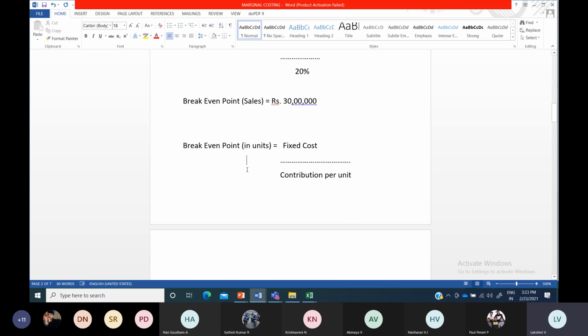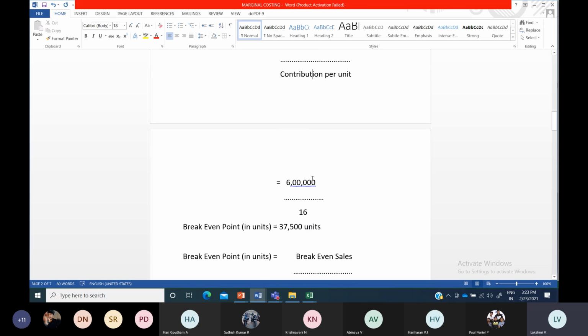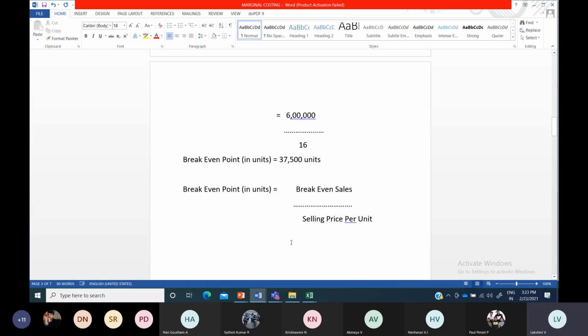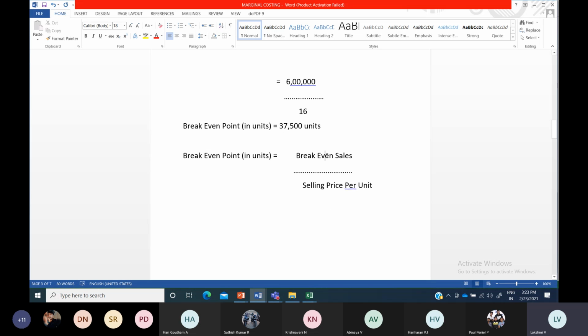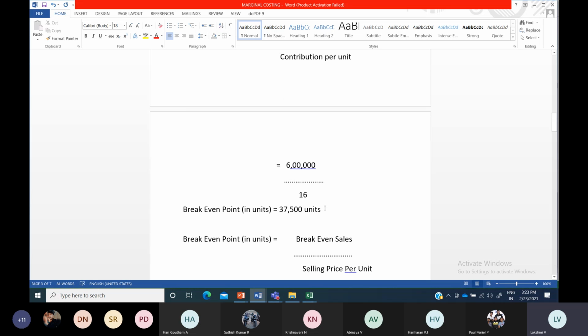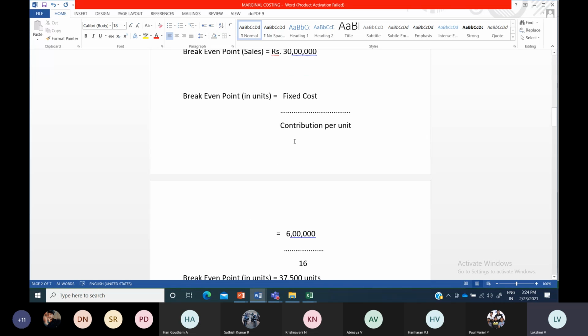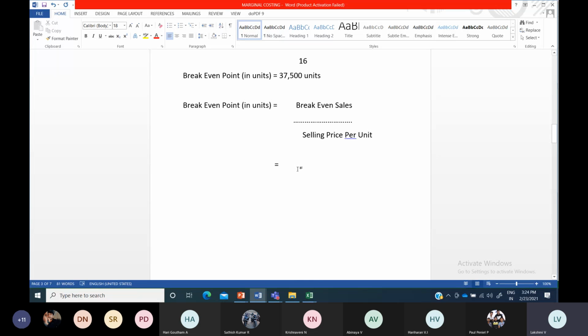Break even point in units, you have two formulas. One is fixed cost divided by contribution per unit, that we have done, and 37,500 we have found out. One more formula is break even sales divided by selling price per unit. Break even sales already you would have found out and kept. Break even sales, if you see here, it is 30 lakh. Okay, that you have found out just now. 30 lakh divided by selling price per unit, it will be available in the question itself. That is 80 rupees. 80 rupees is available in the question.